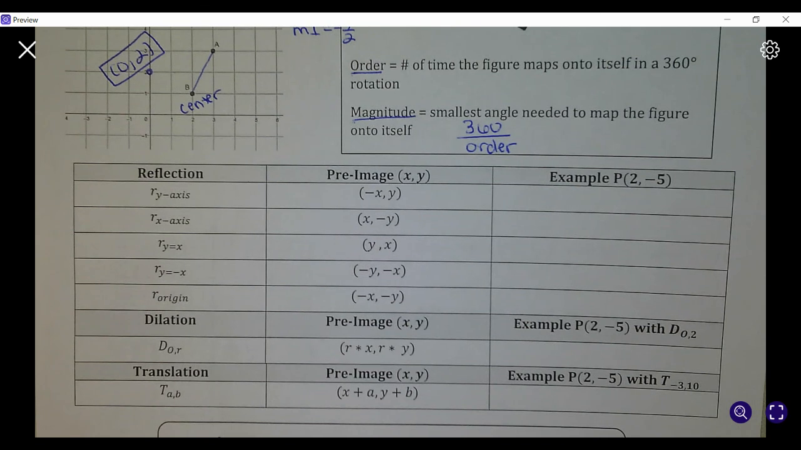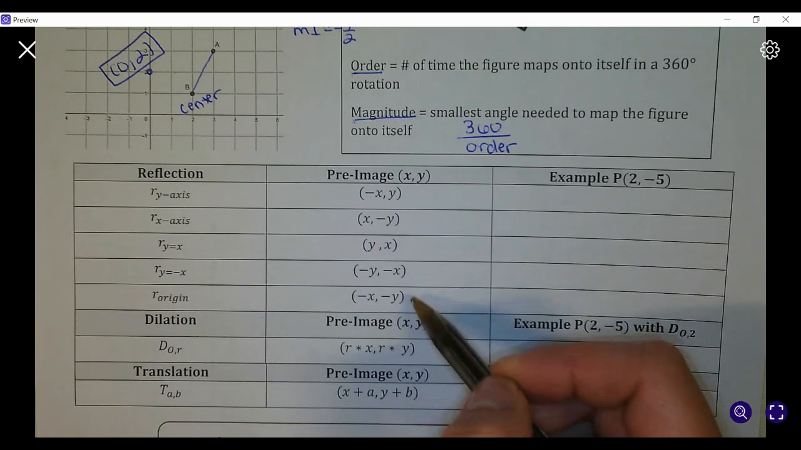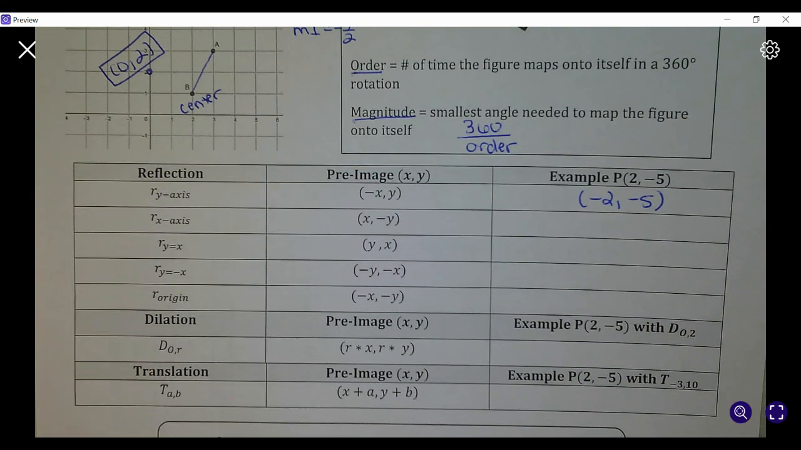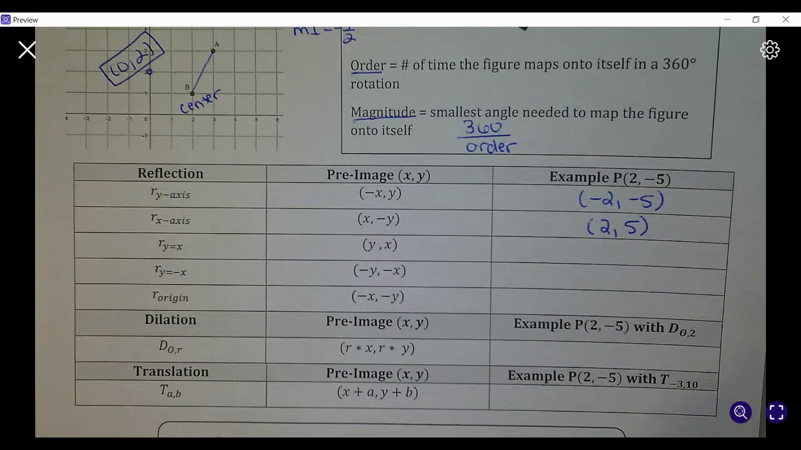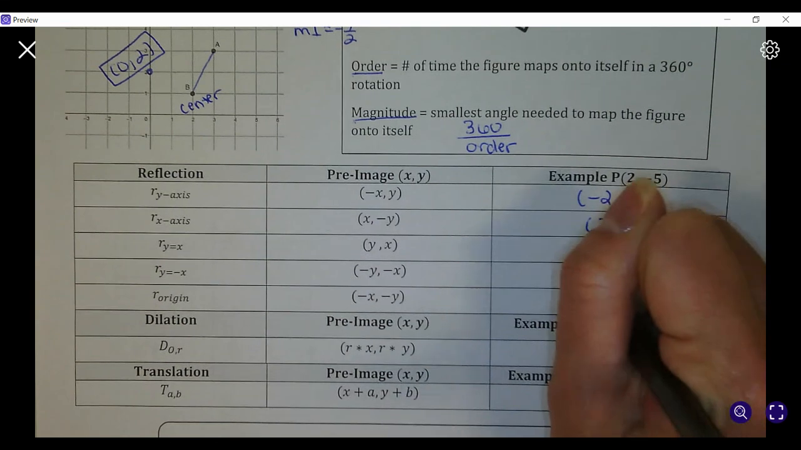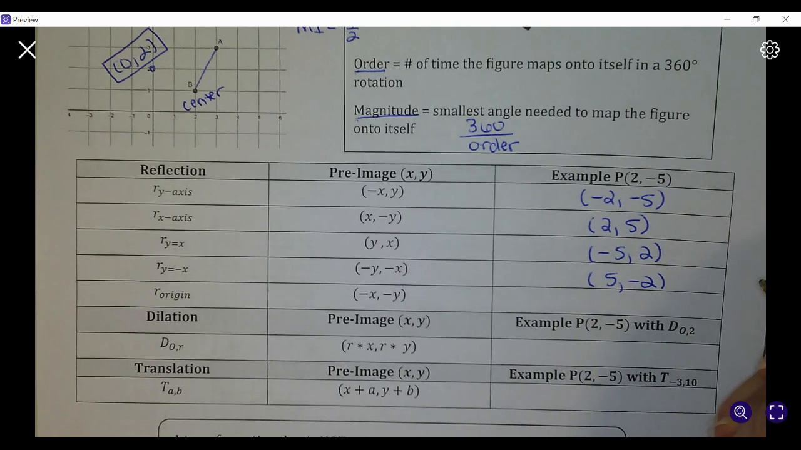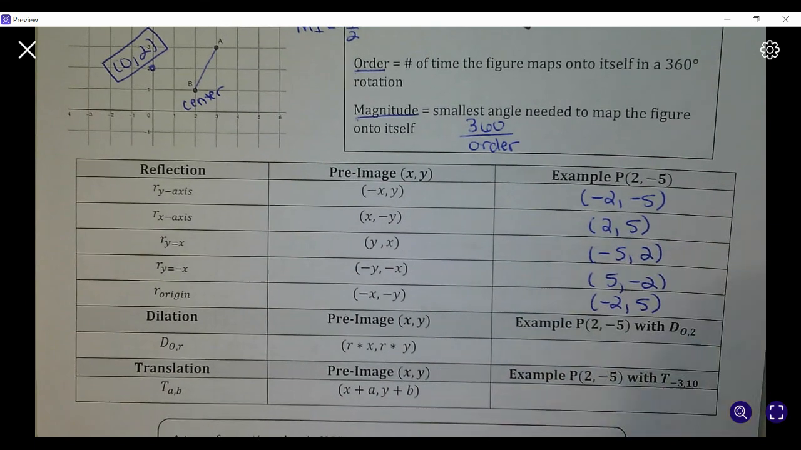Remember, when you're reflecting, you're flipping it over the x-axis, y-axis, y equals x, y equals negative x, or through the origin. And again, these are your rules that you have to make sure you memorize. When you reflect in the y-axis, you negate the x. So this point becomes (negative 2, 5). When you reflect in x, you negate the y. So this becomes (2, negative 5). When you reflect in y equals x, you literally just flip your coordinate. And y equals negative x, you flip your coordinate and negate both parts. So that's what those would be. When you reflect through the origin, you negate both. So you get (negative 2, negative 5).